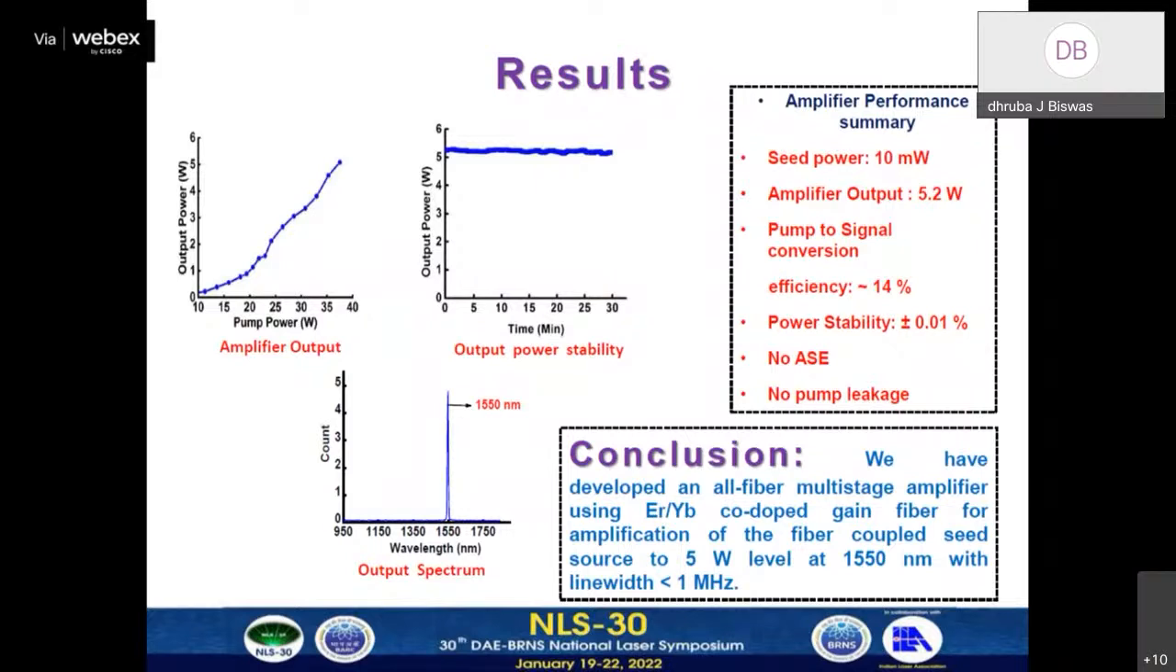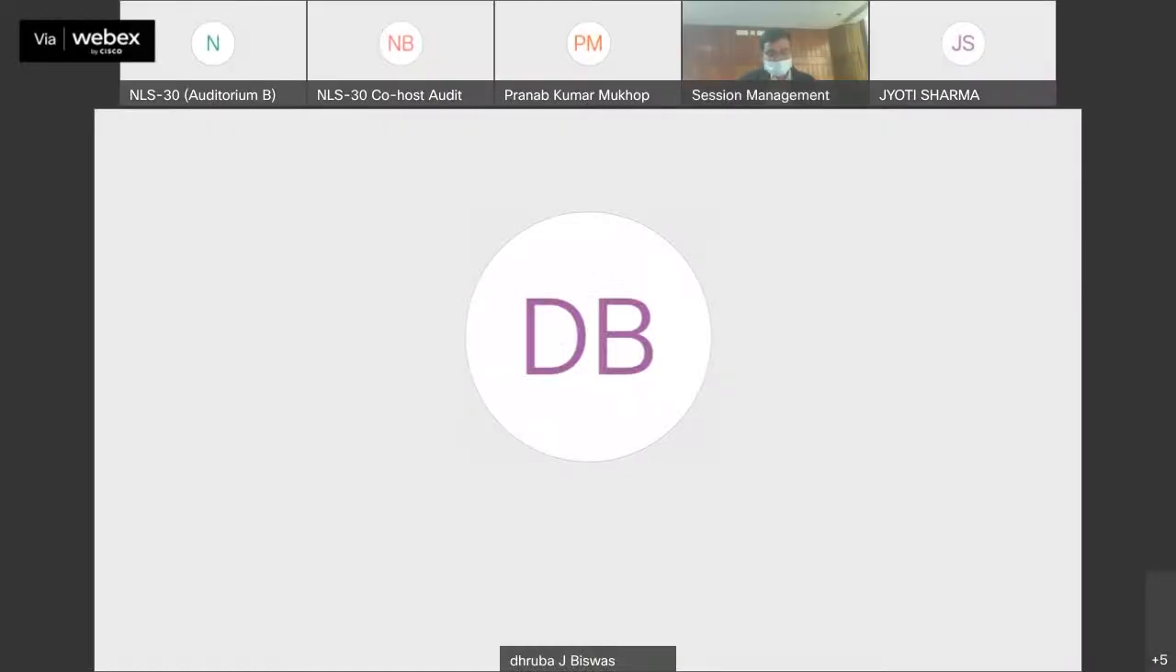Thank you. How do you measure the line width? We are using the self-heterodyne detection technique for measuring the line width. And how do you measure the ASE? The third figure shows the spectrum of the output, and if there is any ASE, it will be shown in the spectrum. Since it is peaked at 1550 nanometer and there are no side bands around it, it clearly shows that there is no ASE.